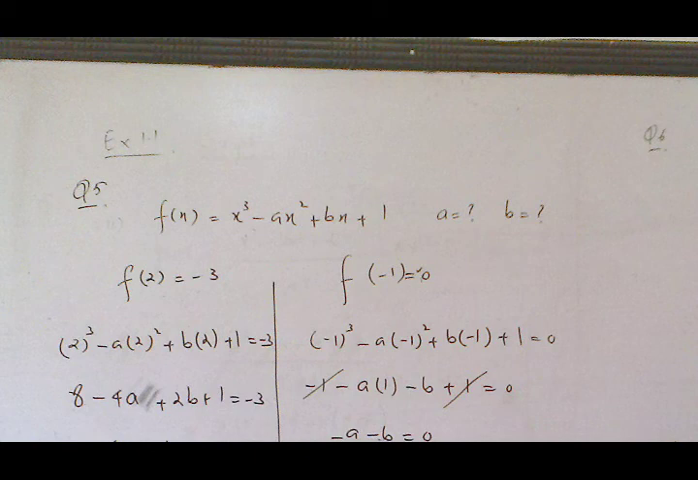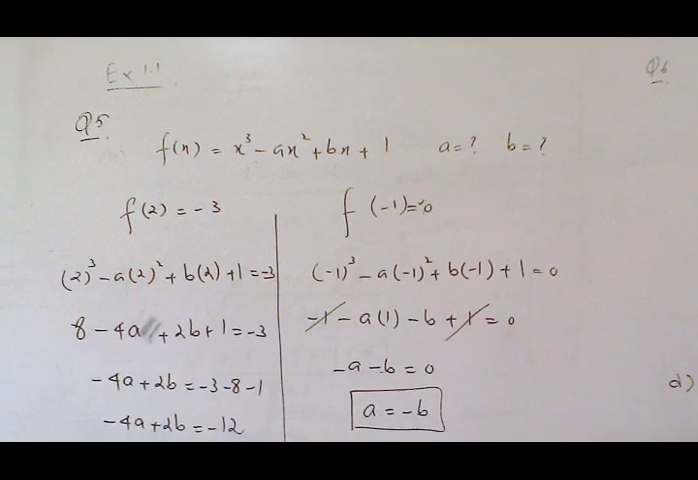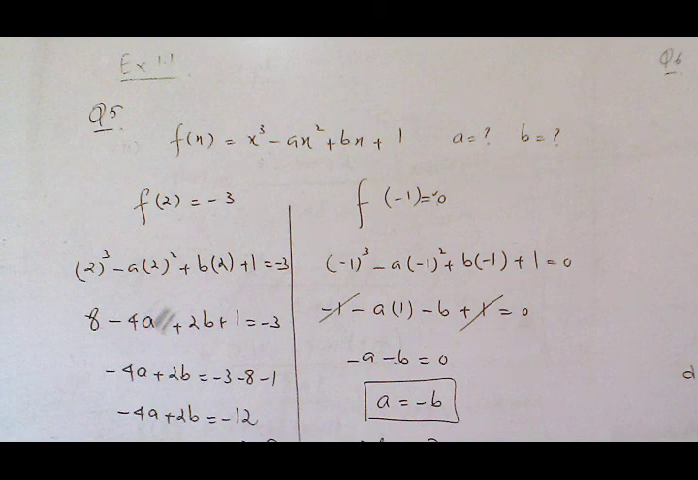In the next question we find the values of a and b. And we have two options. f of 2 is equal to minus 3 and f of minus 1 is equal to 0. We put these values in the equation. We put in x as 2 and x as minus 1 and simplify these values.